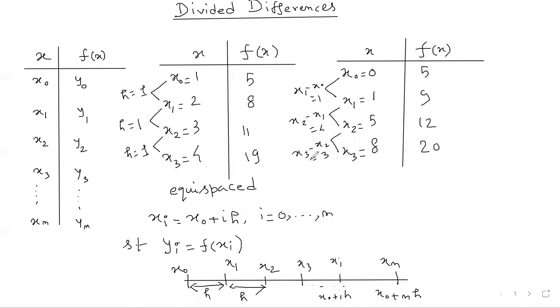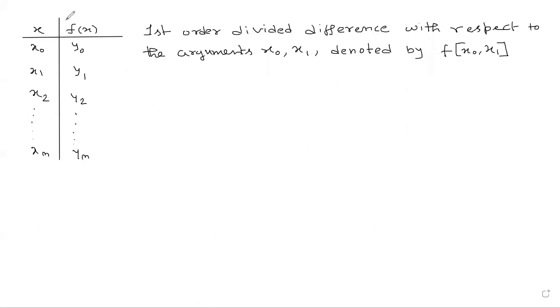So this is a general kind of data set, and we can define divided differences for a general kind of data set. The data set is not necessarily equally spaced. So now let us try to define divided differences for general data. Suppose this is the given data set, which is not necessarily equispaced. That means we can define divided differences for any kind of data set, maybe equally spaced or unequally spaced.